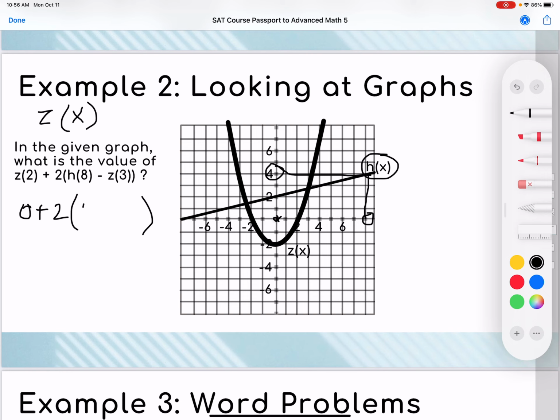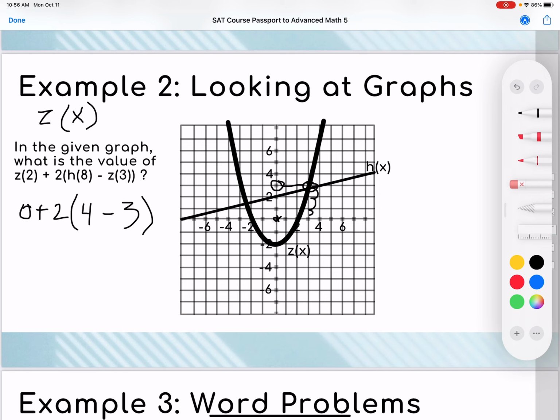So in that case, h of 8 would be 4 minus, let's see what z of 3 is. So now we go back to the z function, which is that parabola. And we see where is that function when x is 3. So x is 3 is there where I just circled. And then if we go up to see where that parabola hits, it is about at a 3 y value as well. So z of 3 would be a 3 as well.